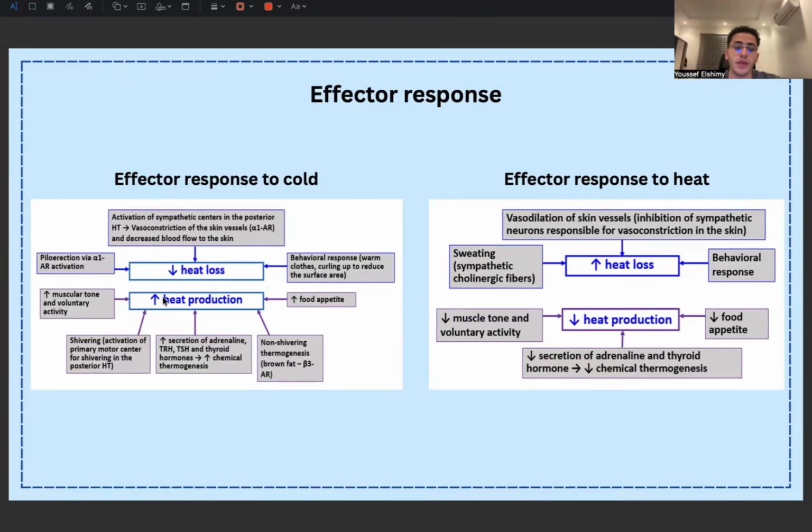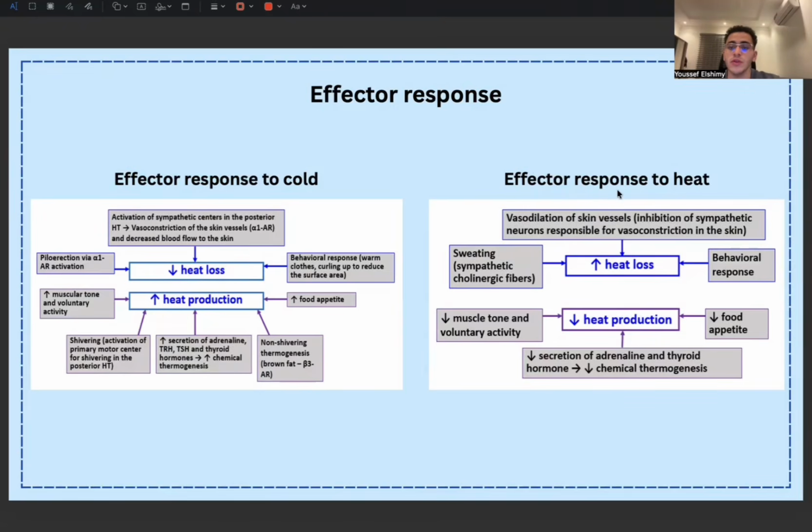Now, how can we increase the heat production? We can increase the heat production by increasing the muscular tone and the voluntary activity, doing, for example, physical exercise, walking. Also the shivering mechanism, which is basically also controlled by the posterior hypothalamus. Also, we have the chemical thermogenesis. This happens by increasing the secretion of adrenaline as well as the TRH, TSH, and thyroid hormones. And we have also the non-shivering thermogenesis done by the brown fat using the beta 3 receptors.